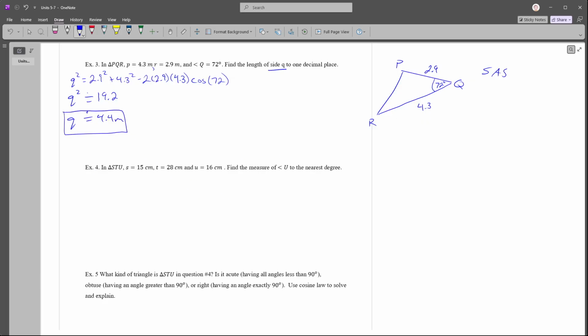Same question, just different numbers now. Now we're going to look for an angle. So now I'll draw it a little bit differently this time. Let's say it's like a triangle like so. Let's say we label this as S, T, and U. Side S is 15 centimeters. That's side S. Side T is 28 centimeters. And side U is 16.